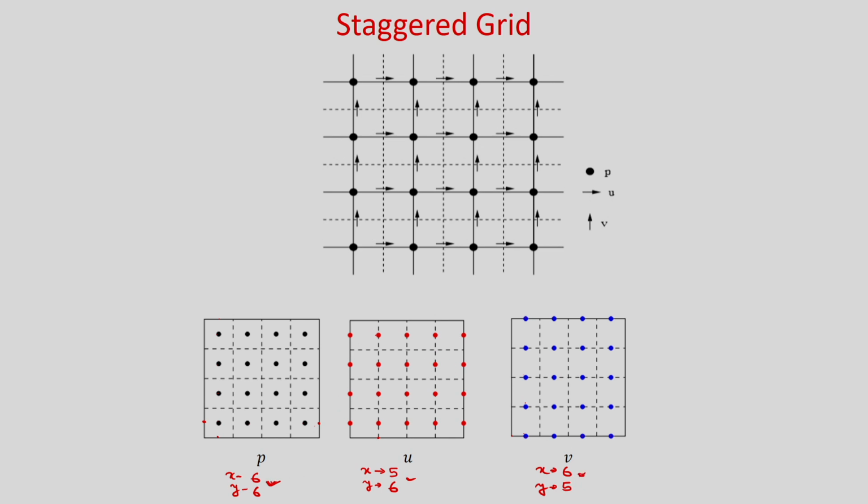Okay. So, you need to be very careful while solving the equations using staggered grid, but the main advantage of staggered grid is that you can avoid this pressure velocity decoupling, and obviously you will get a strong coupling between pressure and velocity.